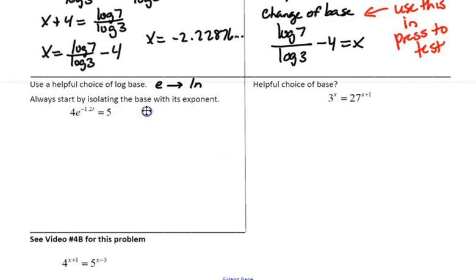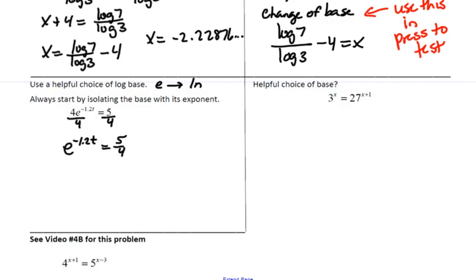Always start by isolating the base with its exponent. So in here, the base is e. The base is not 4e, it's just e. If it were 4e, 4e would have to be in parentheses. So if the base is e, the first thing I'm going to do is divide by 4 to isolate the base with its exponent. e to the negative 1.2t equals 5/4.